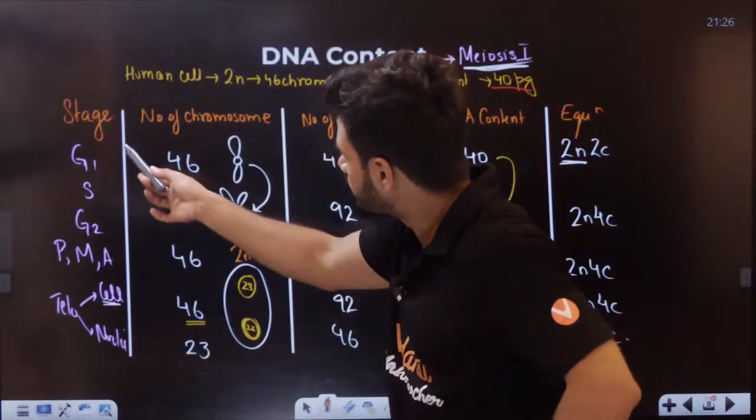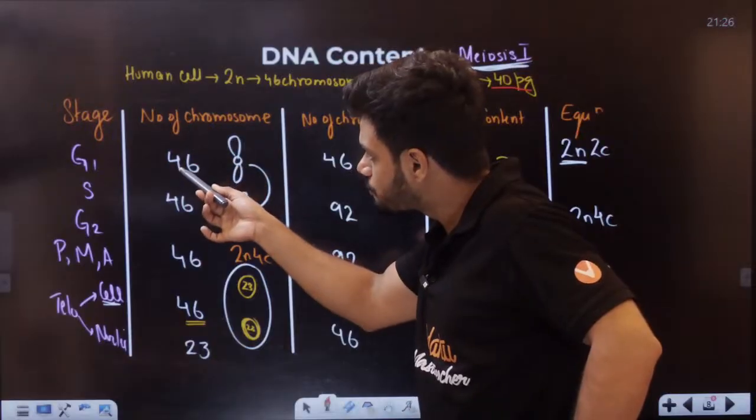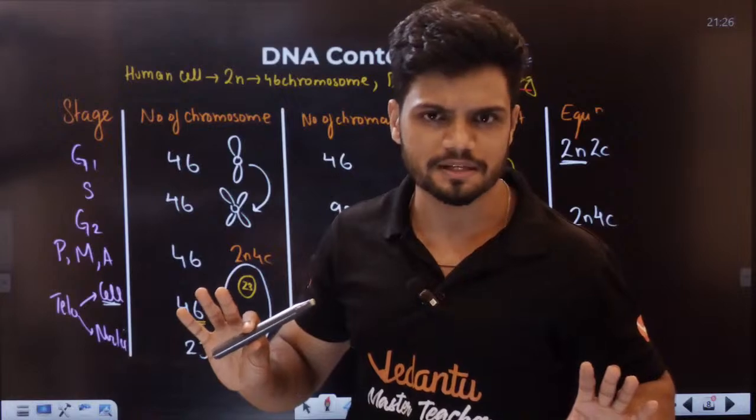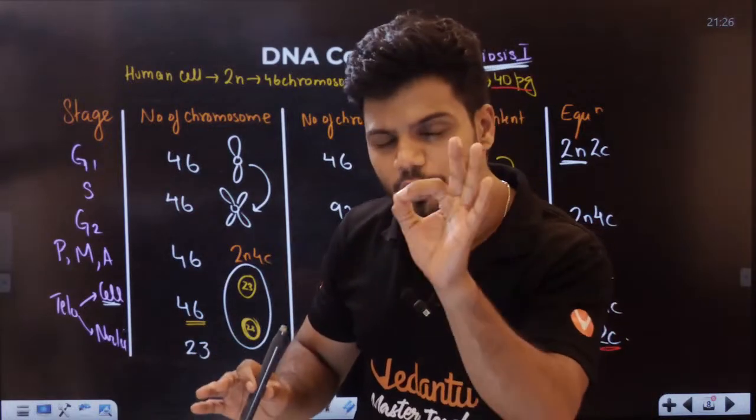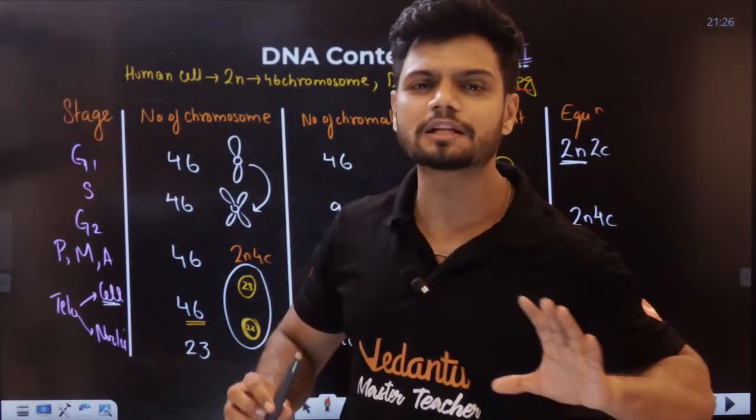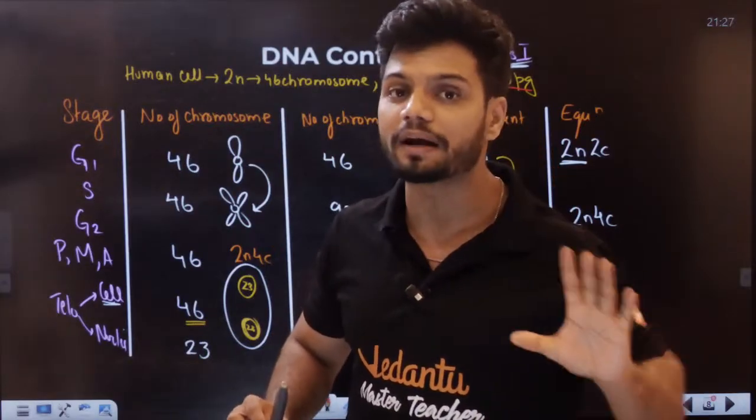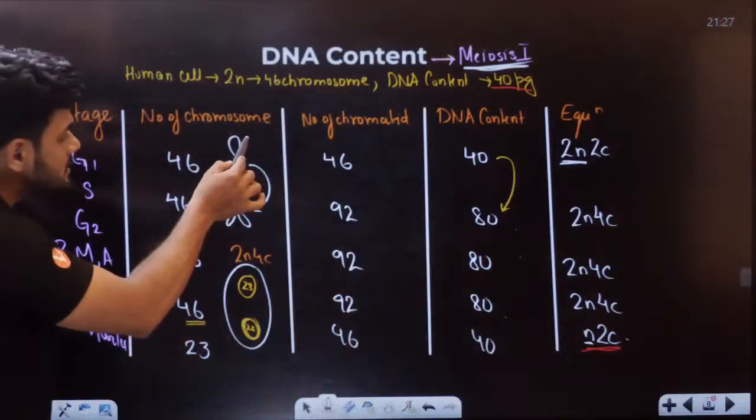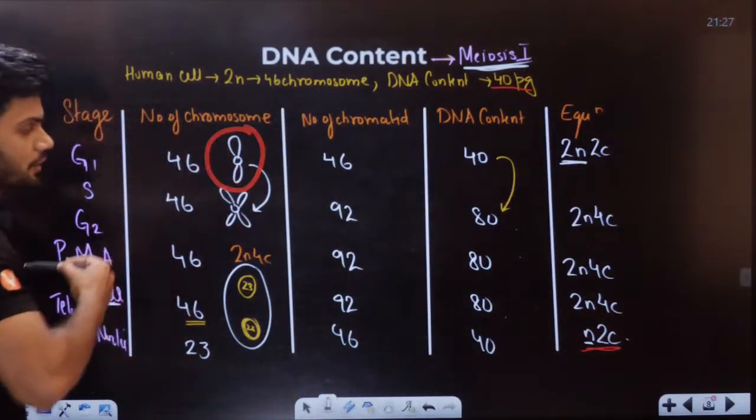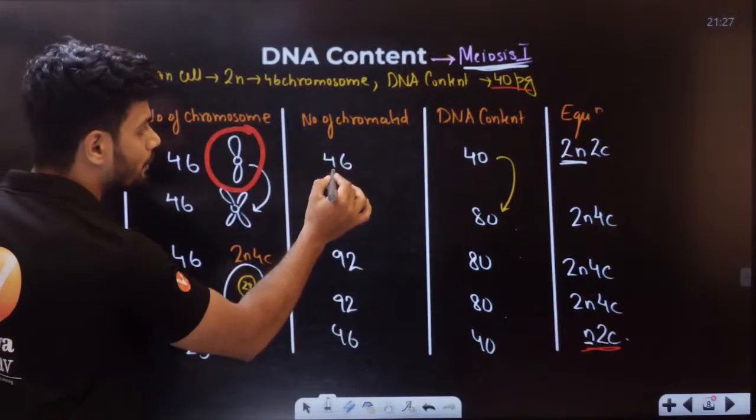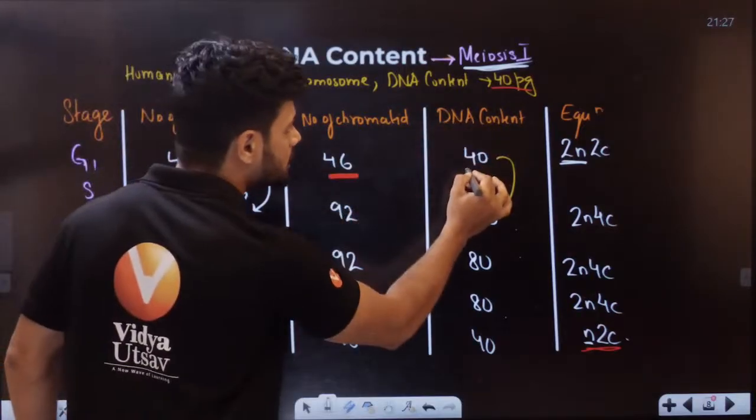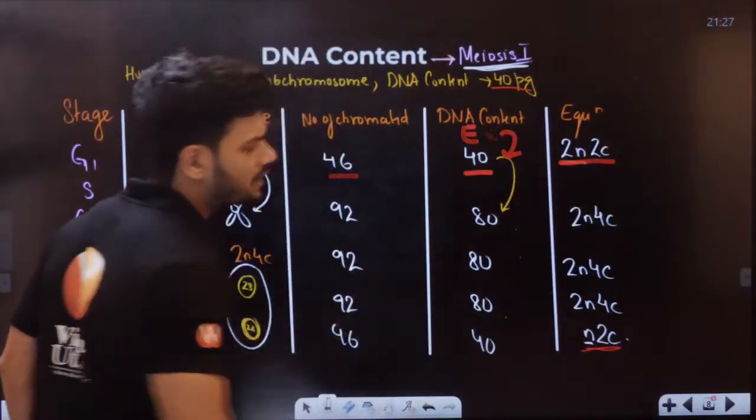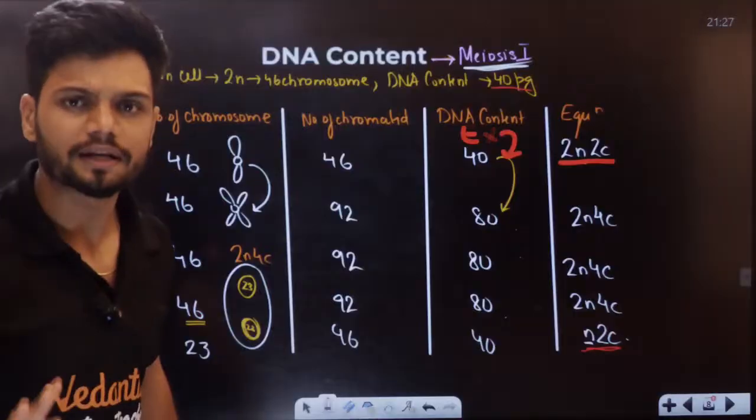Let's say in G1 the number of chromosomes is 46. We are diploid organisms, so 46 chromosomes are present. Every single chromosome has only one chromatid in the starting, so the number of chromatids is 46. DNA content is 2C, and this is just an example.